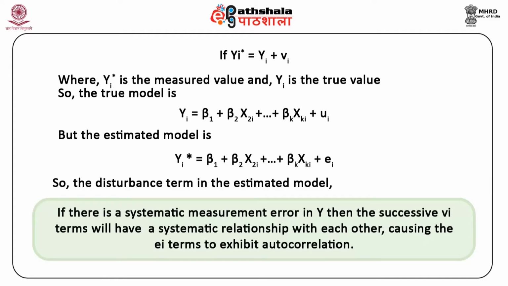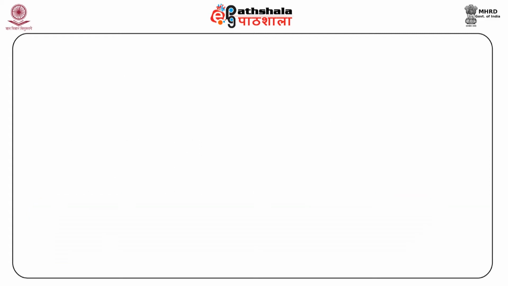If there is a systematic measurement error in y, then the successive vi terms will have a systematic relationship with each other, causing the ei terms to exhibit autocorrelation. Now we will study the different natures of autocorrelation.